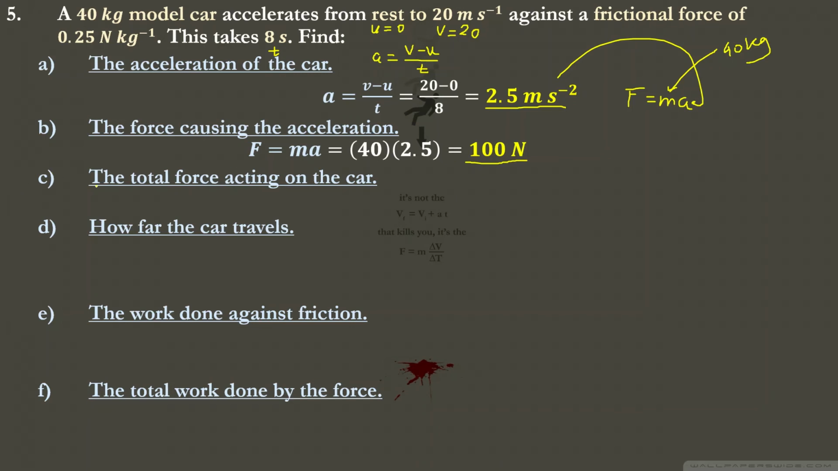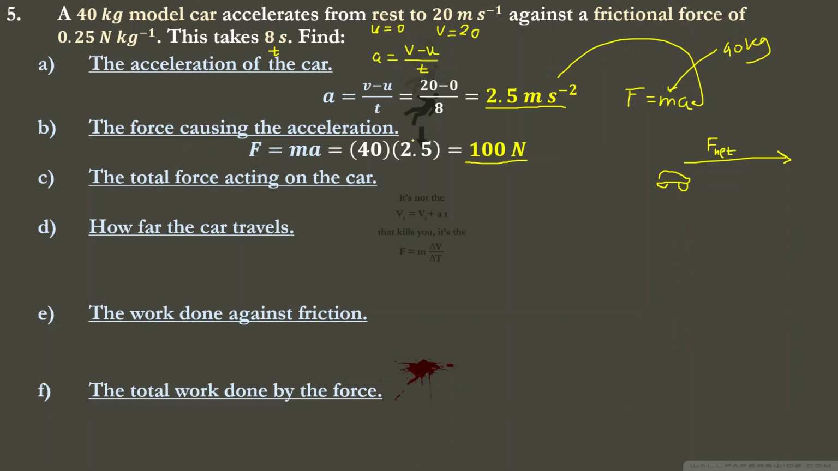Question C, this time we're asking for the total force acting on the car. So how is this question different from B? Well, think about it this way. Say we have a car, really poorly drawn car, and it's going in this direction. What we calculated in question B, that's the F net. Okay, so the total net force we experienced.